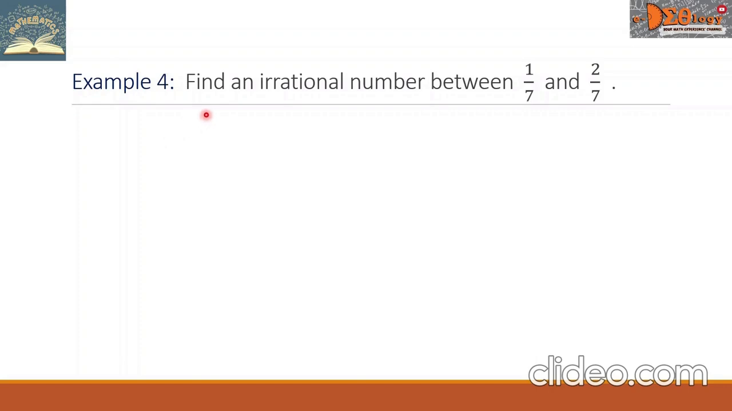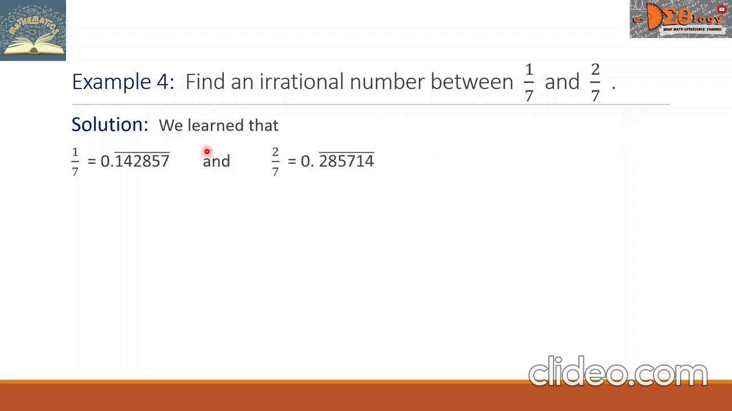Example 4. Find an irrational number between 1 over 7 and 2 over 7. Note that these two are fractions and they are rational numbers. So we're going to find an irrational number between these two numbers. Take note that we know that 1 over 7 is equal to 0. with a bar on top of the digits 1, 4, 2, 8, 5, 7, meaning these are repeating.